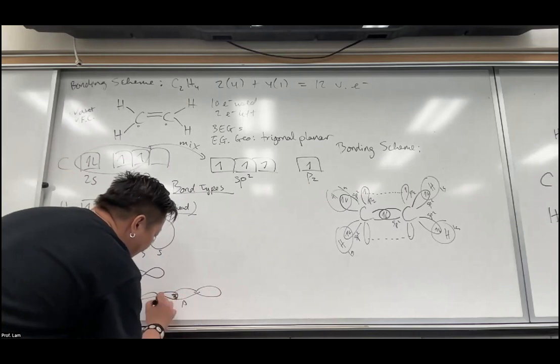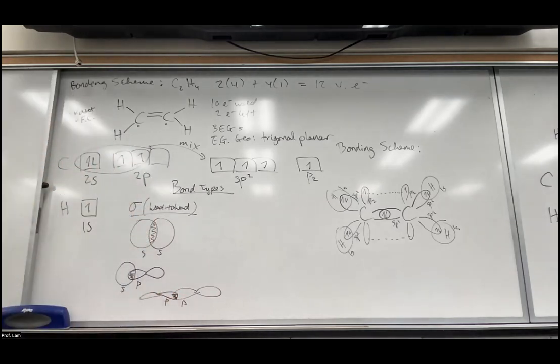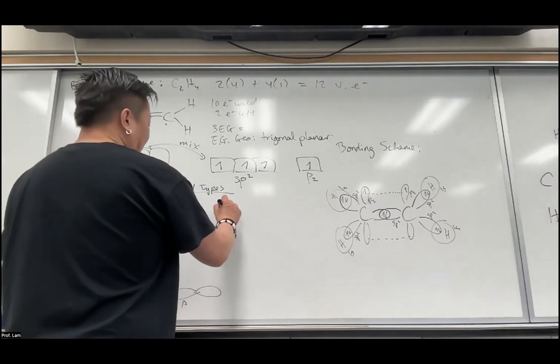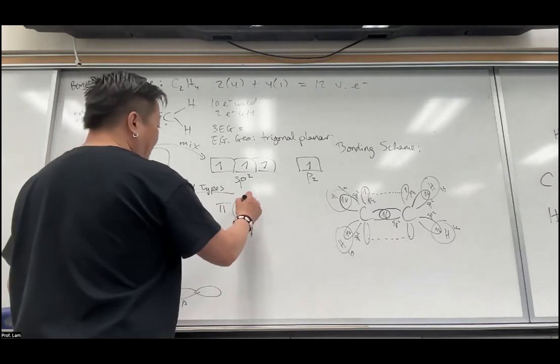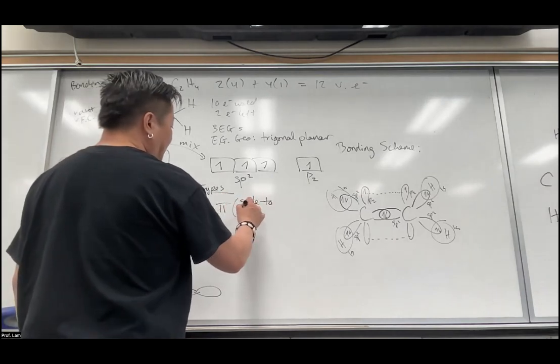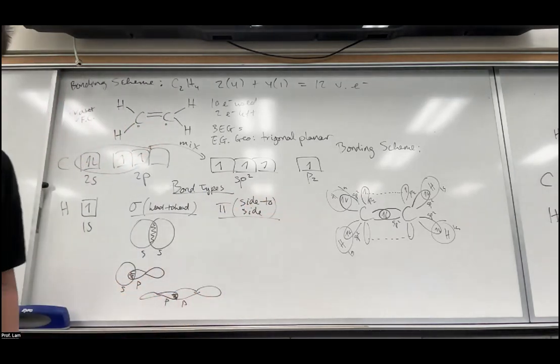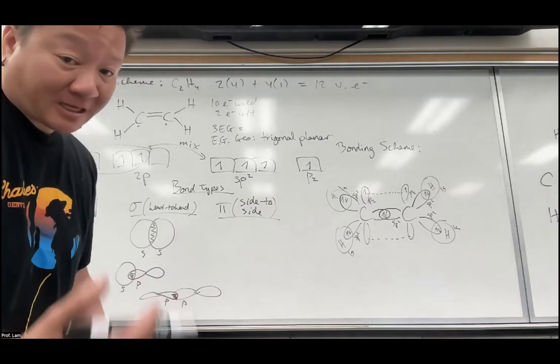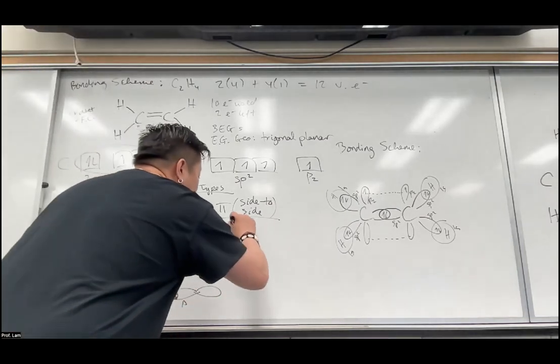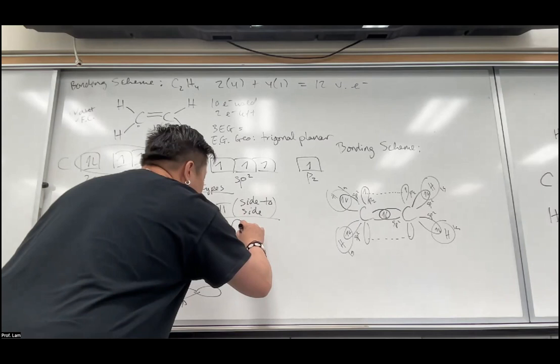A P overlapping with a P, right? Head to head like that, okay? So all of these types are sigma bonds. And that's as opposed to a pi bond, which is not head to head, but it's a side to side bond. So pi, like P, okay? Two P orbitals can do it side by side.